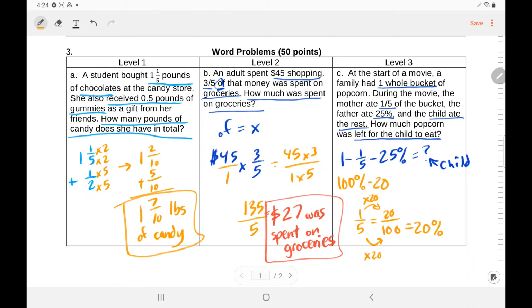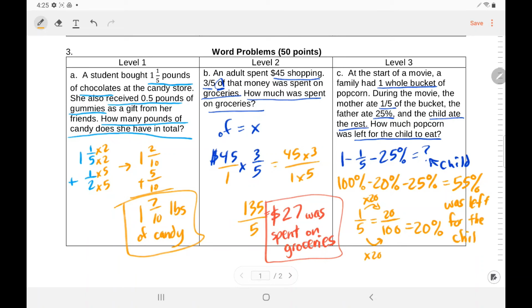So 100% minus 1/5, which is 20%, minus 25%, which is the father's portion. 100 minus 20 is going to give us 80, and 80 minus 25 is going to give us 55%. So how much popcorn was left for the child to eat? 55% was left for the child.